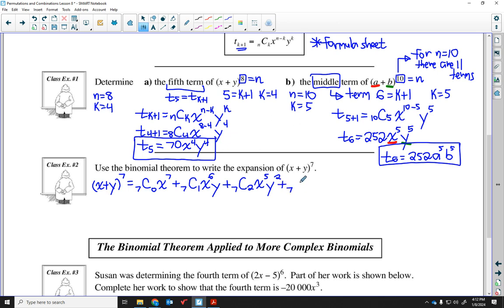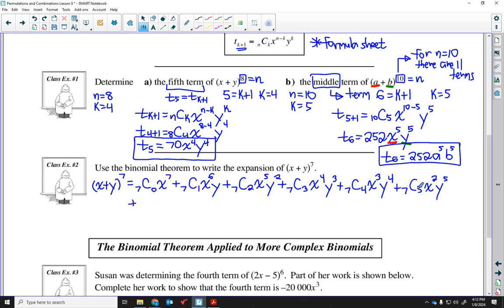Keep it going. We then have 7 choose 3. And then x, we decrease it again. So now it's down to x to the power of 4. Y, we increase it to y to the power of 3. Plus, then 7 choose 4. And then we would have x to the power of 3, and y is up to y to the power of 4. And then we would keep going. We have 7 choose 5. And then that's going to be x to the power of 2. So the exponent on x drops by 1. The exponent on y is going to increase by 1.